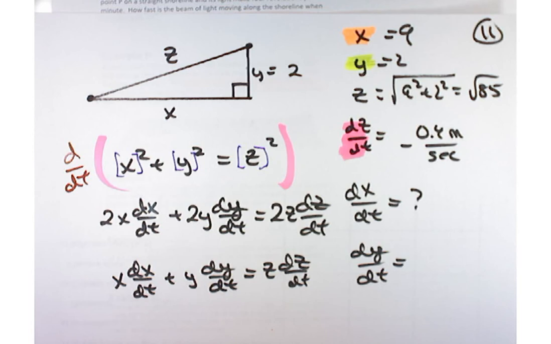Let's think about what dy by dt is. Can anyone tell me in words what dy by dt is?